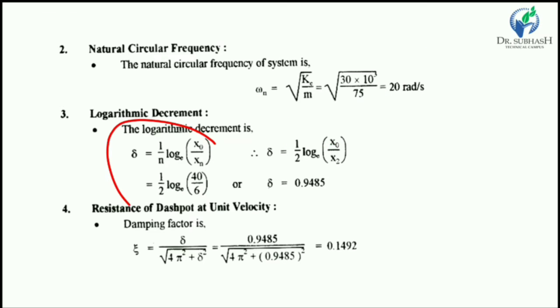Now we also find out the logarithmic decrement to find out the value of zeta. So delta is equal to 1 upon n log e, natural logarithm, of x0 upon xn. Here according to data for 2 cycles, so x0 upon x2, logarithmic decrement is found for 2 cycles, and x0's value is 40 mm and x2's value is 6 mm. Here the value of displacement ratio, so we can take the units in mm or in meter, no difference because the unit is cancelled.